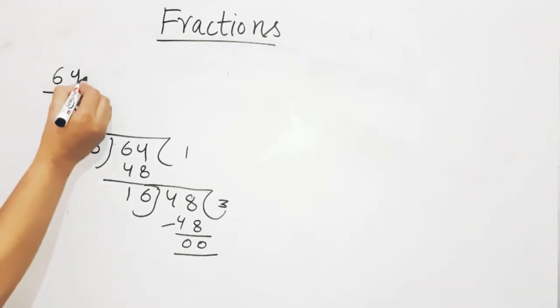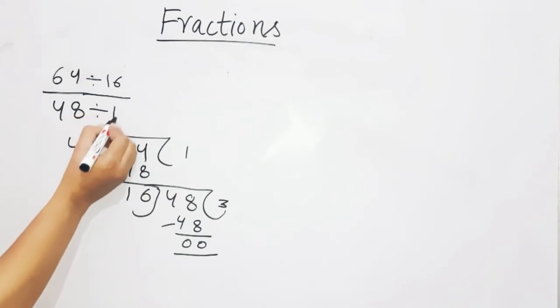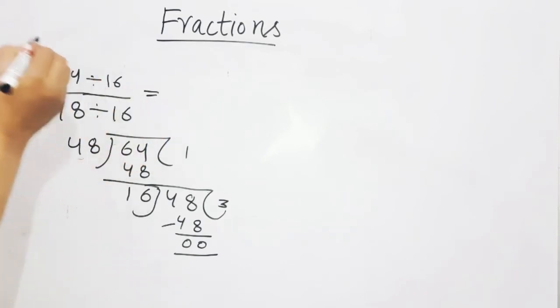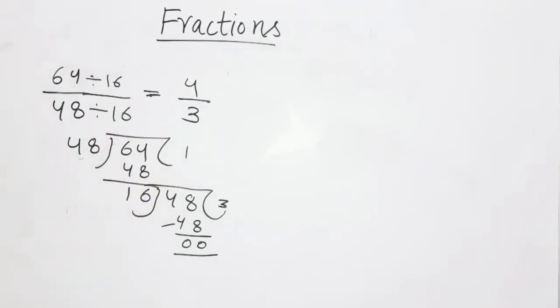That means the numerator will also be divided by 16 and the denominator will also be divided by 16 in order to express this fraction in its simplest form. तो जब 64 को 16 से डिवाइड करेंगे, here you are going to get 4 and here you are going to get 3.